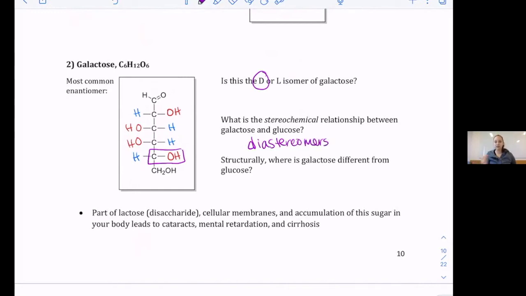Reminder that enantiomers are when everything flips, it's a mirror image. Diastereomers is where only part of it flips. So one or two, not all of the chiral centers, but some of them switch.